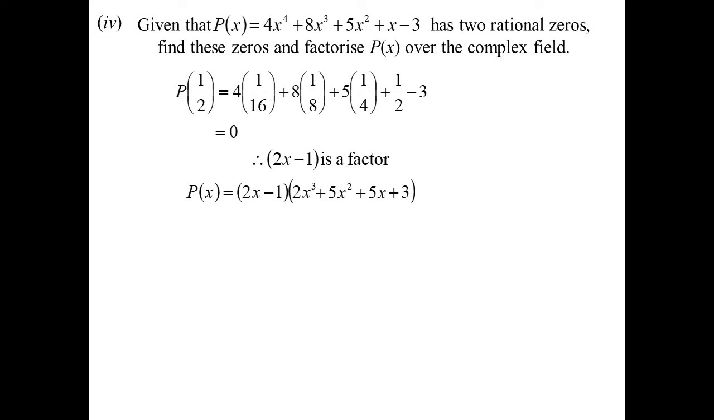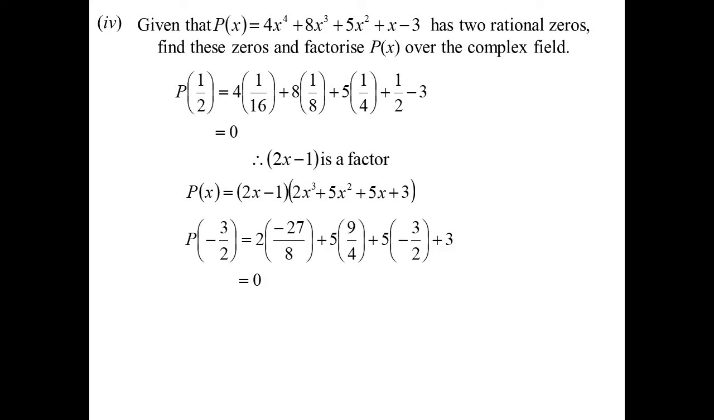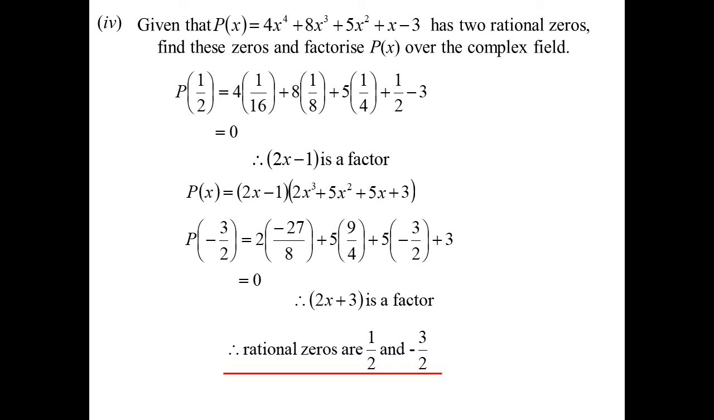It's got to be a factor of this cubic now. What shall we try? Yeah, minus 3 on 2 seems to be a logical one. Oh yes, look, 0. Gee, we're getting lucky today. Now, therefore, we know 2x plus 3 is a factor. We know the 2 rational zeros. That was the first part of the question. So a half and minus 3 on 2.